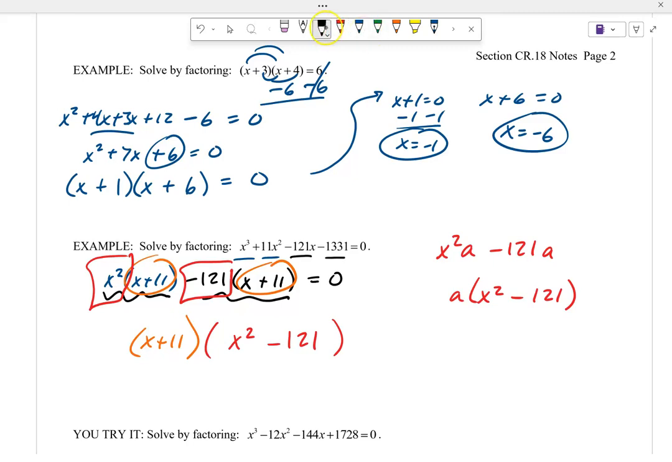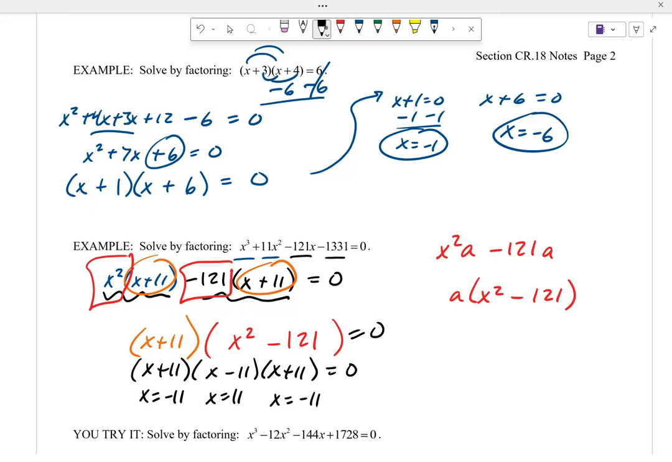And then we go ahead, we set that equal to 0. And then this does actually keep factoring. I have x plus 11. This is a difference of squares: x minus 11, x plus 11. Set each of those equal to 0. So I got negative 11, 11, and another negative 11. So 11 and negative 11, I don't need to repeat negative 11 twice. Both of those are our solutions to this.